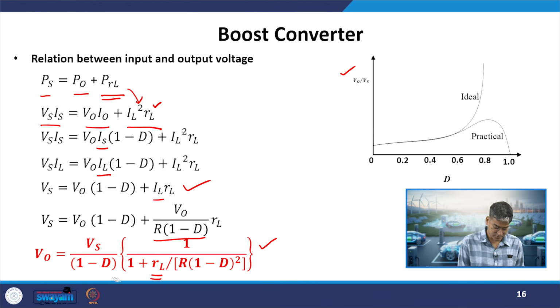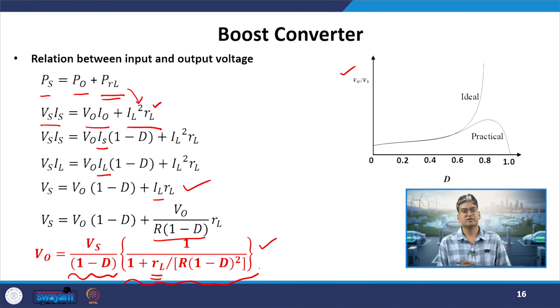Okay. So, when I have a small resistance in the inductor, this was my normal relation between input and output when there was no loss in the circuit, but when I consider the resistance loss of the inductor, I have got an additional term. Because of this additional term, there is a difference between the ideal characteristics and the actual or practical characteristics.